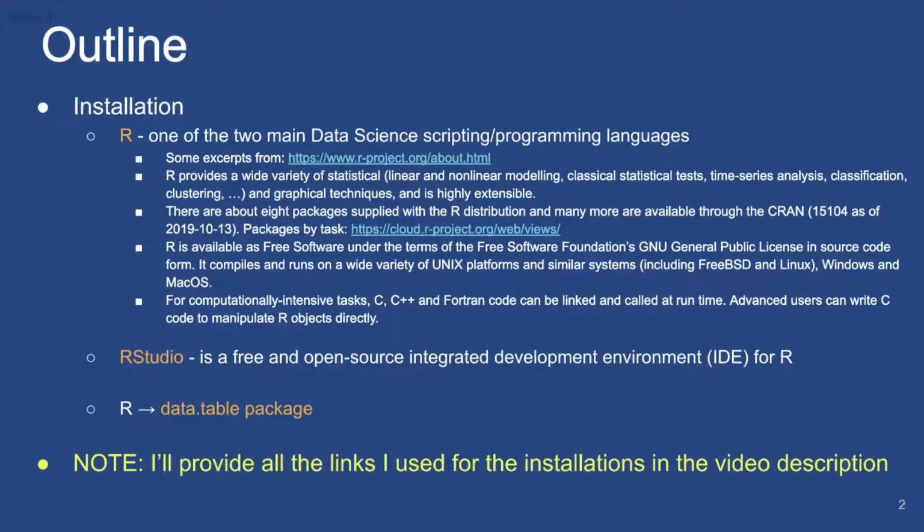So we'll be installing three things: R, which is one of the two main data science scripting programming languages, the second one being Python. A few excerpts from the rproject.org website from the About page. R provides a wide variety of statistical and graphical techniques and is highly extensible. It comes by default pre-installed with a few packages, but in fact you can easily expand it with a whole bunch of packages. As of the date of recording of this video, there are over 15,000 packages available.